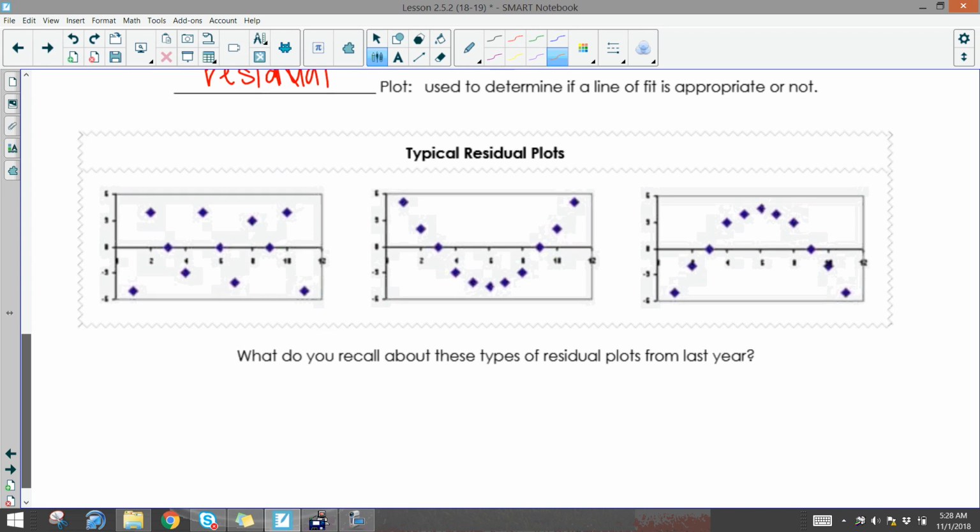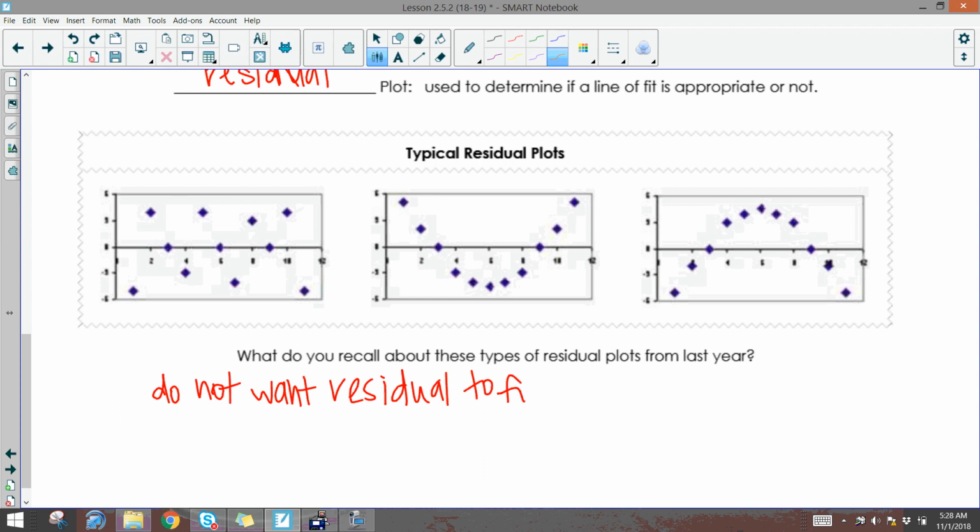So if you remember from last year, we do not want the residual to follow a pattern. Sorry about my handwriting here, you guys. Which means I don't like the last 2. So this would be a bad residual, meaning a bad line of best fit, and this would also be a bad residual, also meaning a bad line of best fit. Sorry guys, I do not know what's going on with my computer. That says bad and bad, but apparently it looks like a 2-year-old wrote it.